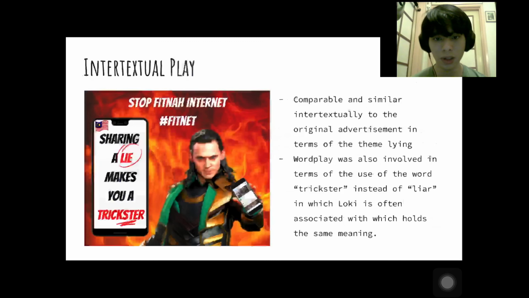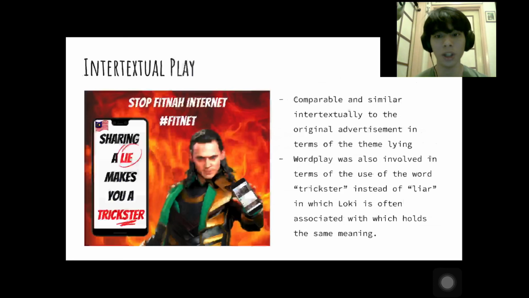My name is Li Huan, and I'd like to talk about the intertextual play in the advertisement remake. So, in popular culture, intertextuality refers to the incorporation of meanings of one text within another in a reflexive fashion. In the case of this particular advertisement from Telecom Malaysia, it can be read intertextually with Loki, the god of mischief, in terms of Norse mythology.